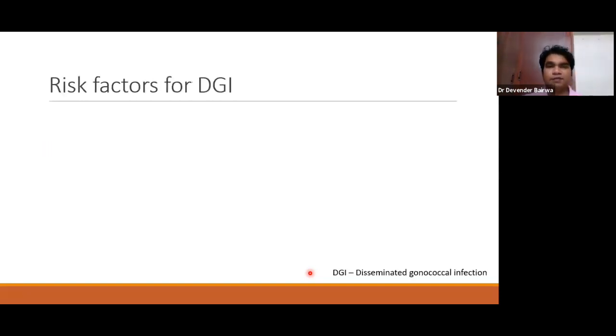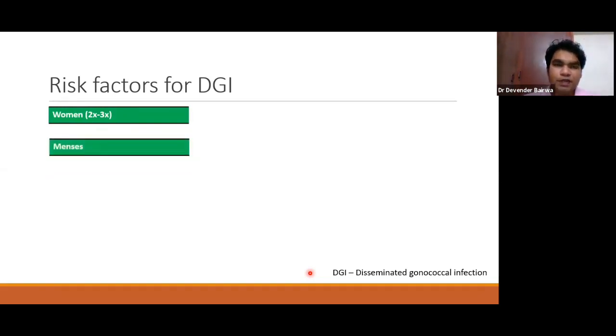There are some risk factors for disseminated gonococcal infection. We'll discuss what DGI is in some time. Some host-dependent risk factors include being a woman. In women, the rate is as much as 2 to 3 times higher compared to men, and they are specifically prone to get this infection when they are menstruating or pregnant.